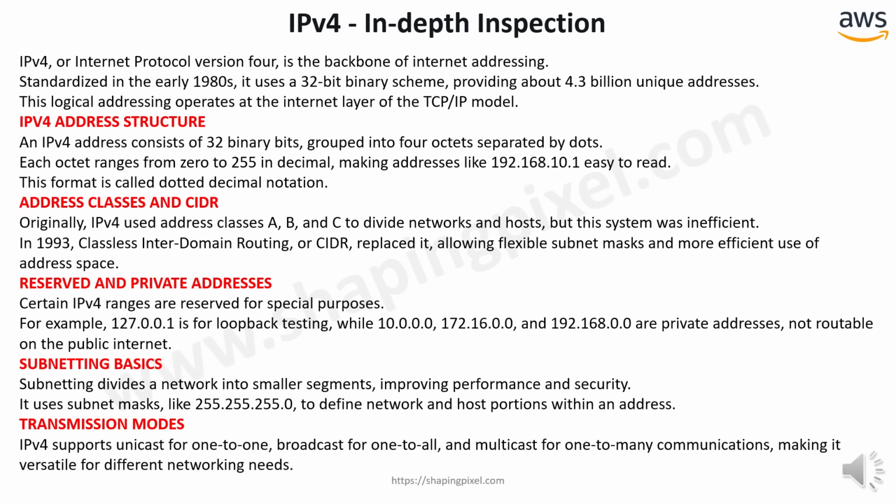Subnetting divides a network into smaller segments, improving performance and security. It uses subnet masks like 255.255.255.0 to define network and host portions within an address.